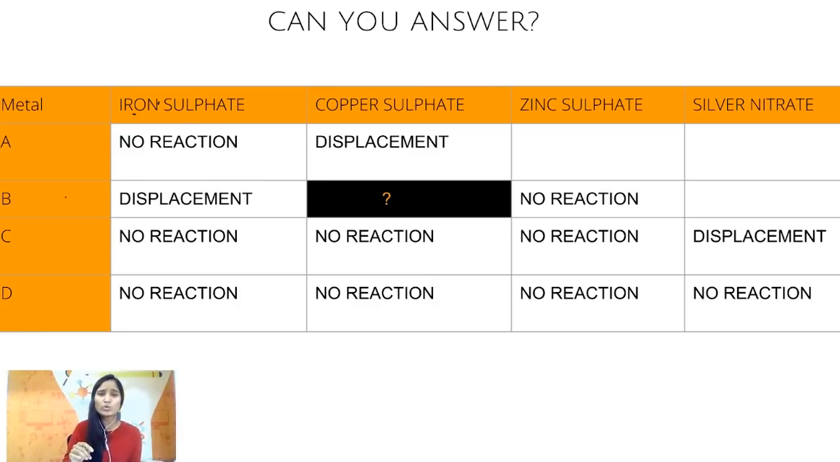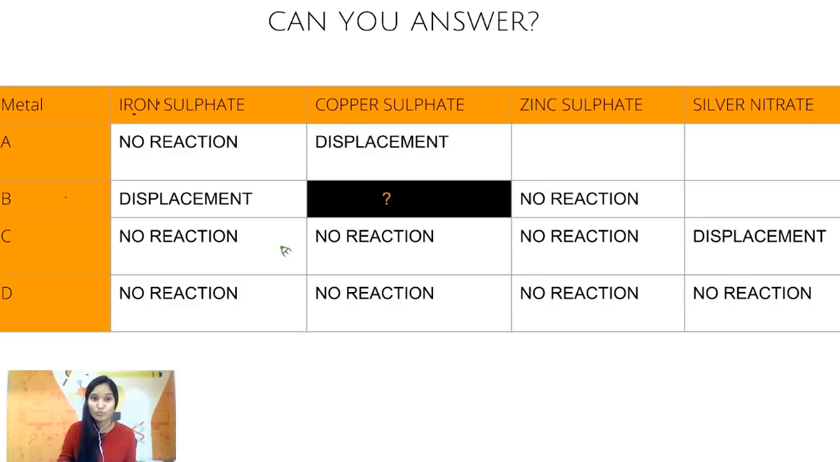Let me quickly tell you what it is about. There are four metals A, B, C, D, which are exposed to different metallic salt solutions as shown here at the top of the table. And here is their behavior. So, for example, if you talk about metal A, when it's reacted with iron sulfate, it doesn't show any reaction. And metal A, when it is exposed to copper sulfate, undergoes displacement.